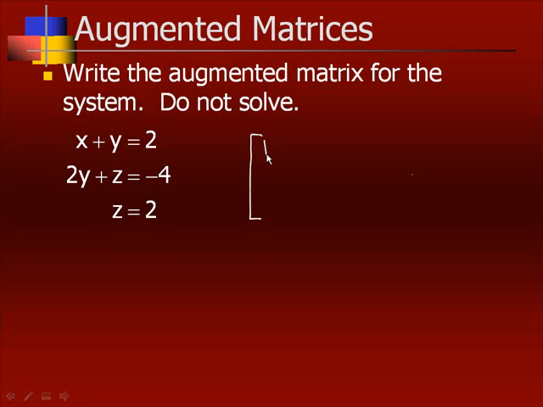So for the first equation, there'd be 1 for the x's, 1 for the y's. There are no z's, so we put a placeholder of 0, separated by our vertical line with an answer of 2. The second equation, there is no x, 2y, 1z with an answer of -4. Our third equation, there's 0x, 0y, 1z with an answer of 2. That is what we call an augmented matrix.